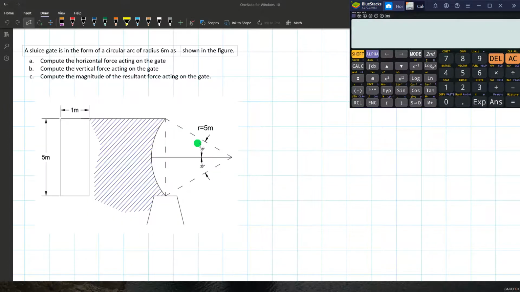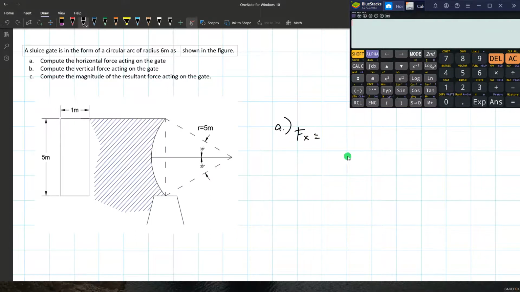Last problem. A sluice gate is in the form of a circular arc of radius 6 meters, as shown in the figure. Compute the horizontal force acting on the gate, the vertical force, and the magnitude of the resultant force. Okay, first let's compute the horizontal force, Fh or Fx.